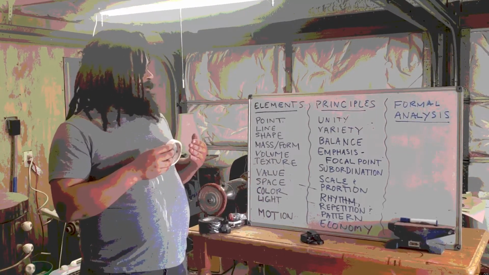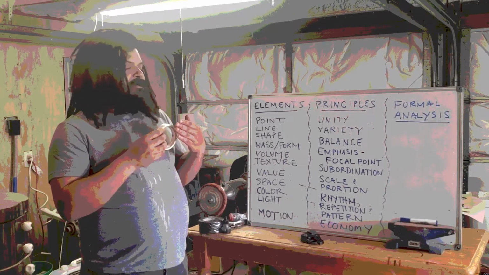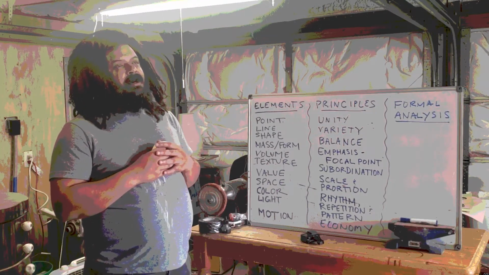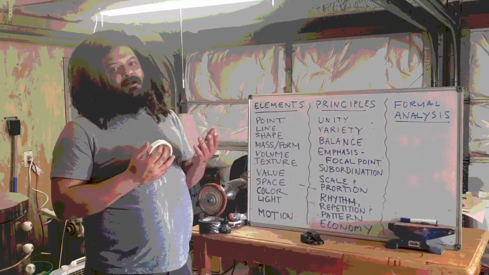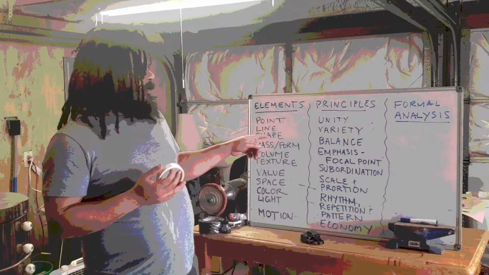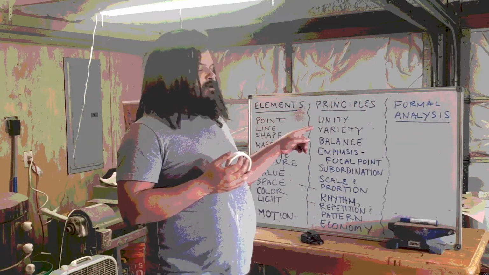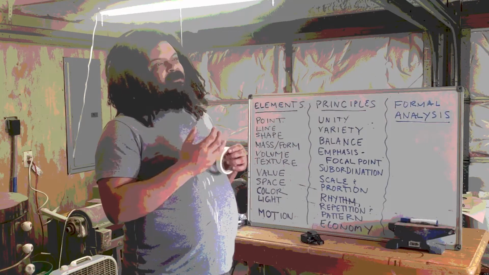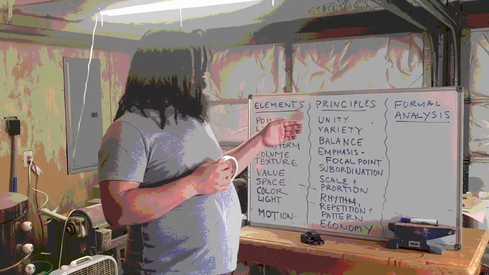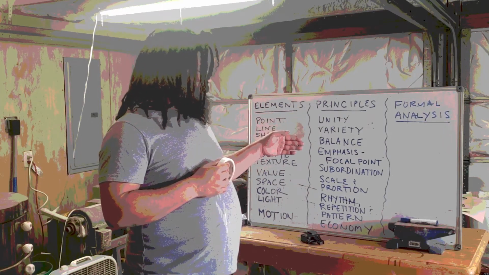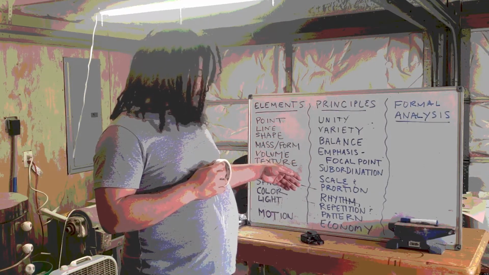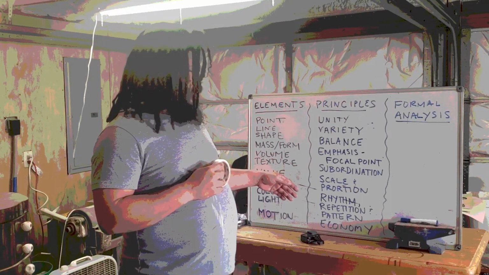So, the next step on the road is the principles of art. And the principles of art are like the grammar or punctuation of art. They're not the building blocks, they're the kind of things that help us organize the conversation that we're creating with the language of art. So these include unity, variety, balance, emphasis, focal point, scale, proportion, rhythm, repetition, pattern, economy.